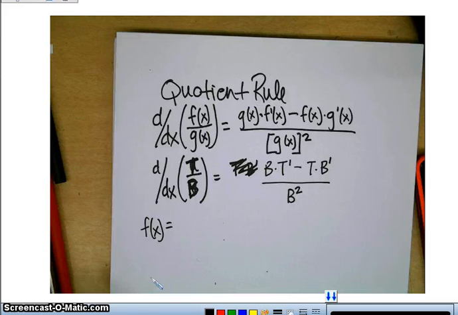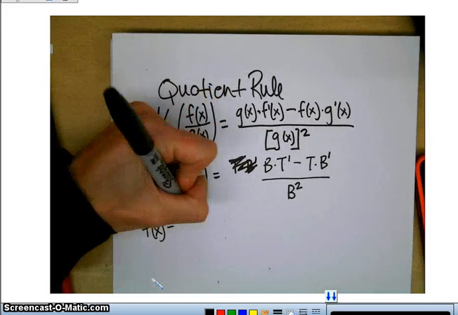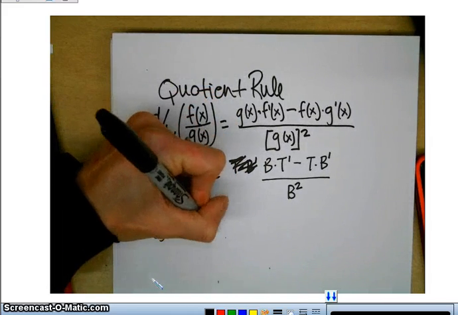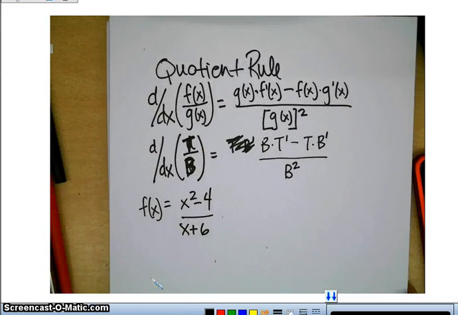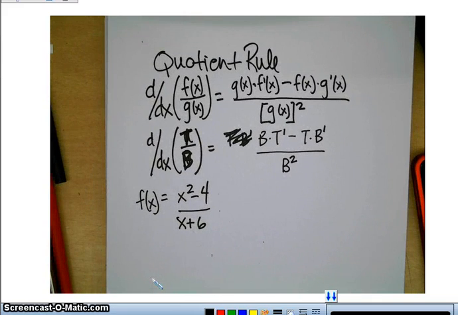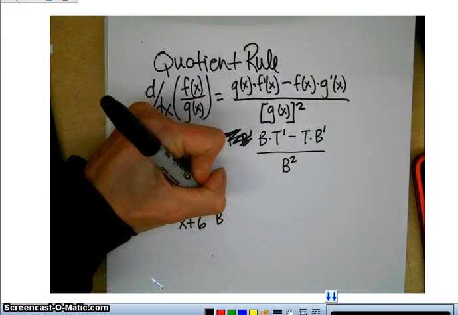All right, so f of x is x squared minus 4 over x plus 6. All right, so this is the top and this is the bottom, right?